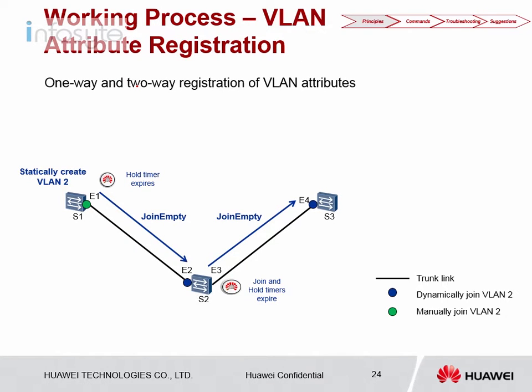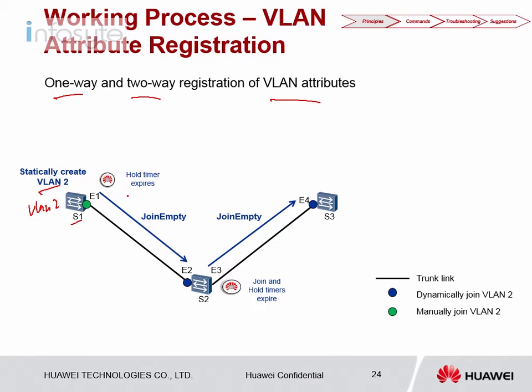Right. Now let's look into the working principle of how the attributes work. So first we are going to look into the one-way registration and two-way registration of the VLAN attribute. Now here we have statically created VLAN 2 on switch 1. So VLAN 2 has been created.